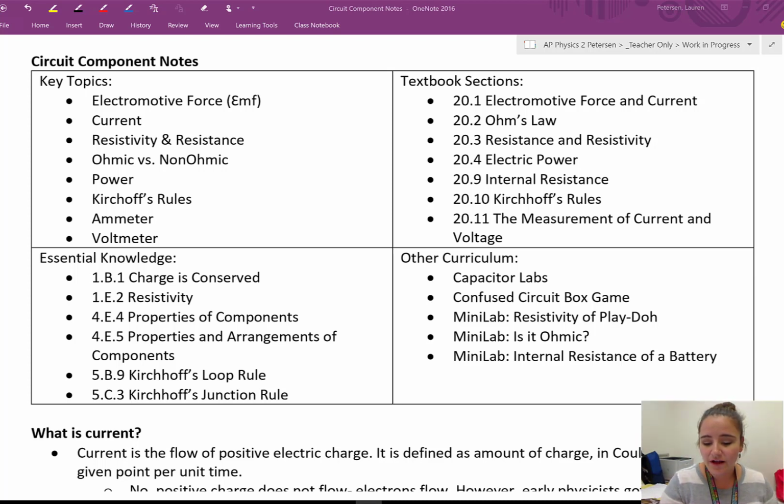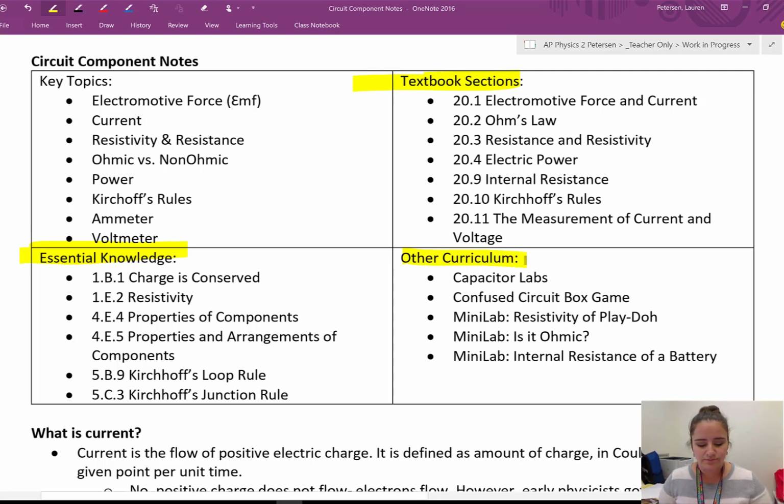If you're following along in the textbook, these are the sections. Again, this is from the AP Physics 2 curriculum, overview of these essential knowledge things, and there's a lot of really cool extension activities that go along with this lecture, some nice hands-on stuff that you guys can look into.